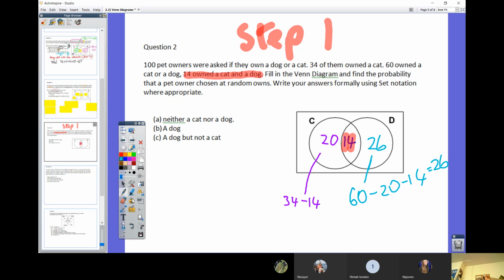Right, now, how am I going to work out what bit goes on the outside? How am I going to work out how many non-pet lovers we have? Oh no, sorry, they are pet owners. How am I going to work out how many pet owners did not own cats or dogs? They've got fish, or they've got monkeys, or they've got snakes or something. How am I going to work out that number that goes on the outside?